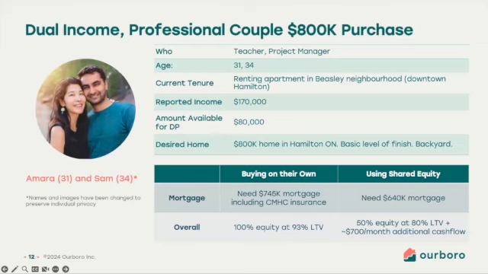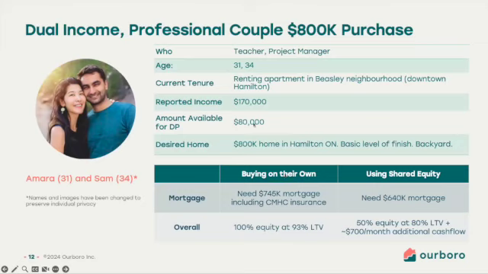Obviously, we change the names and specific scenarios, but we see a very distinct difference in value proposition for shared equity between those that are looking to purchase a home under $1 million and those who are purchasing over $1 million. So for this example, it's a couple, Amara and Sam, who are purchasing an $800,000 home. So this is really what it comes down to.